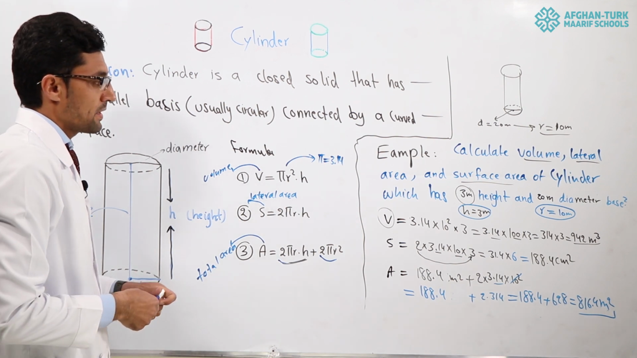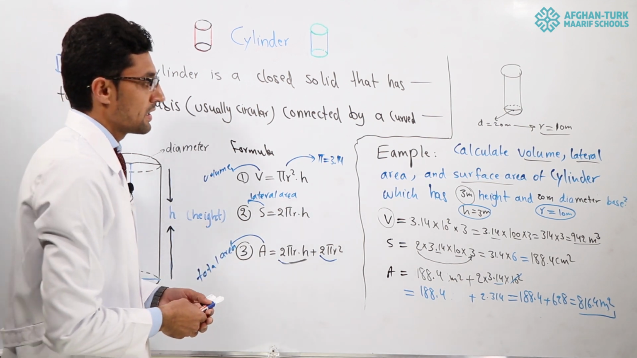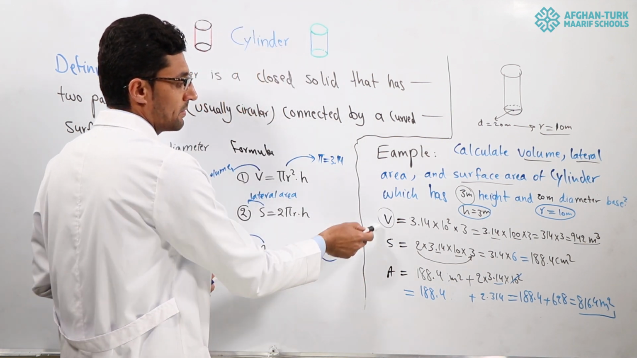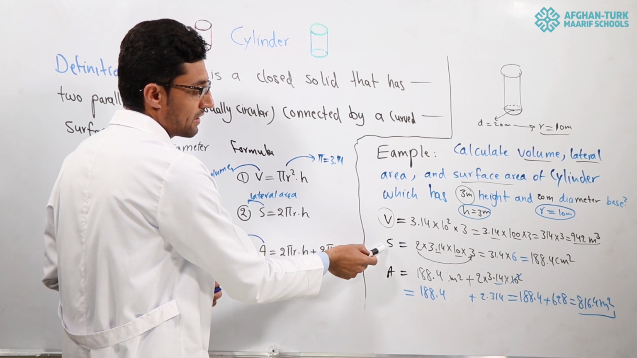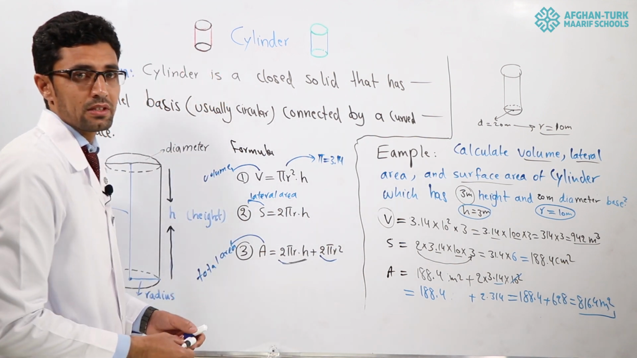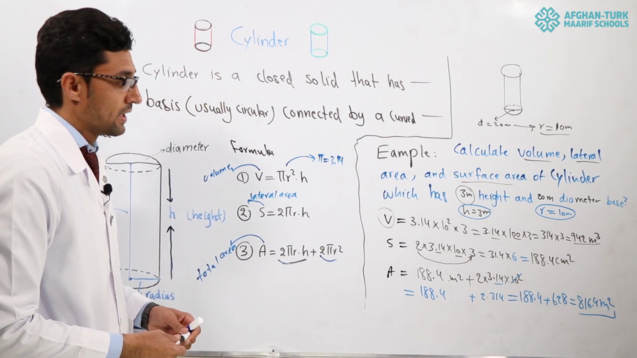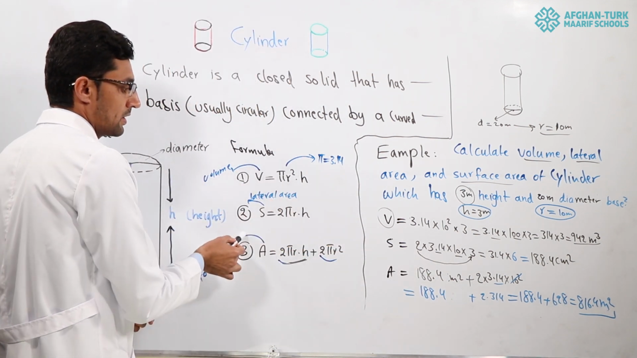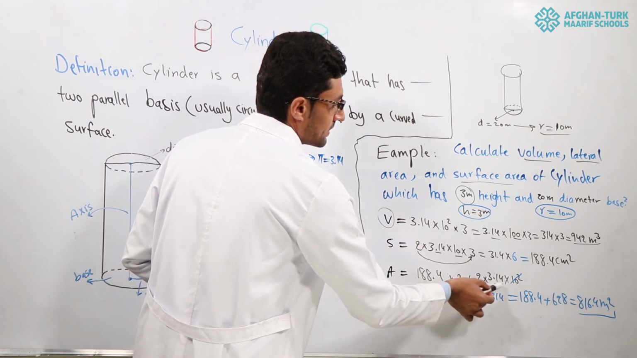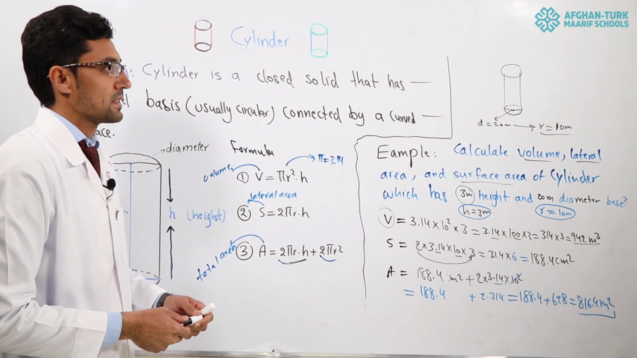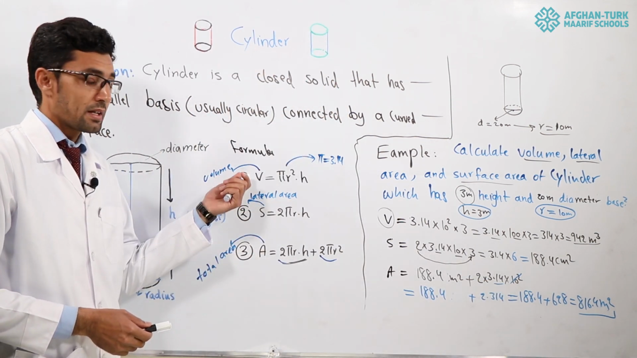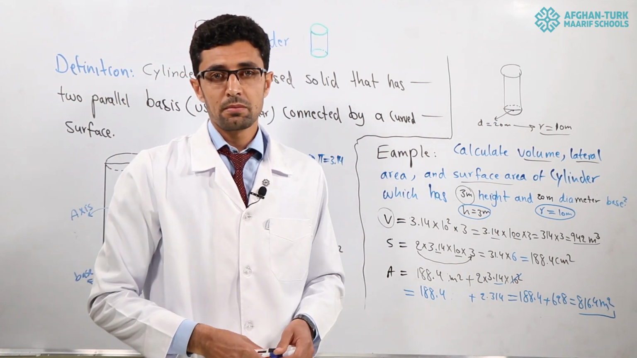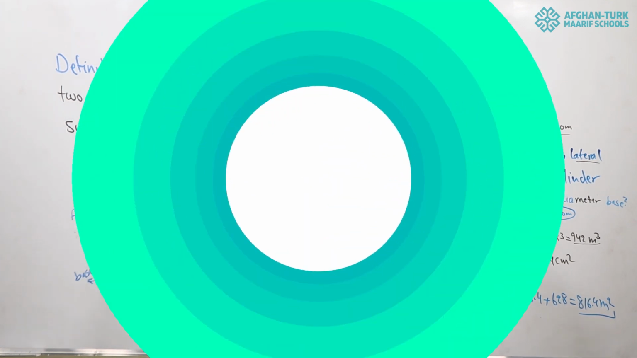Okay, let's have a review. What did we do? Here we calculated V, S, and A: volume, lateral area, and what is the last one? Surface area. These were all that we used from these formulas in order to solve problems related to cylinders. Memorize or remember these formulas and use them in order to solve problems related to cylinders. Best of luck. See you.